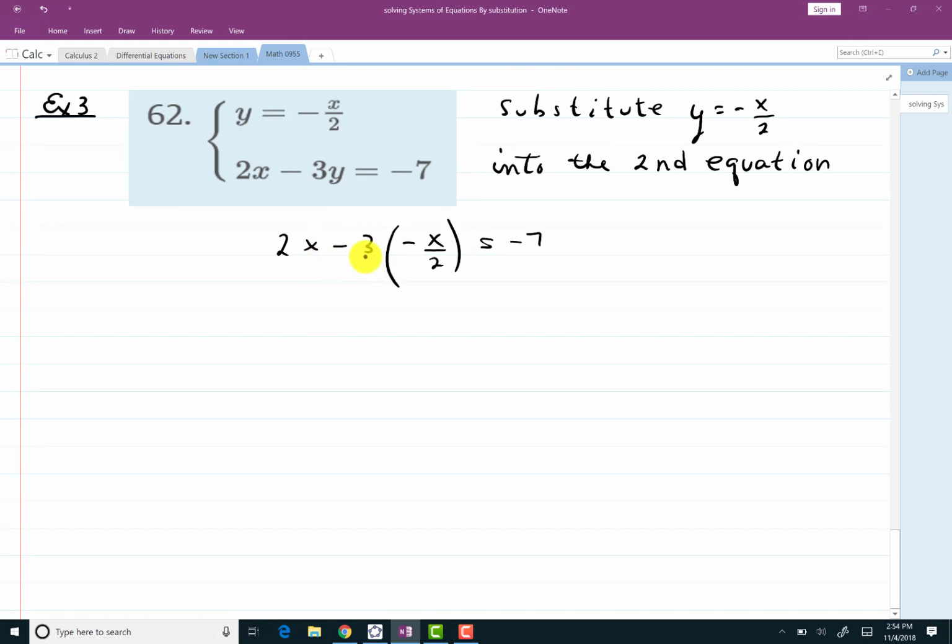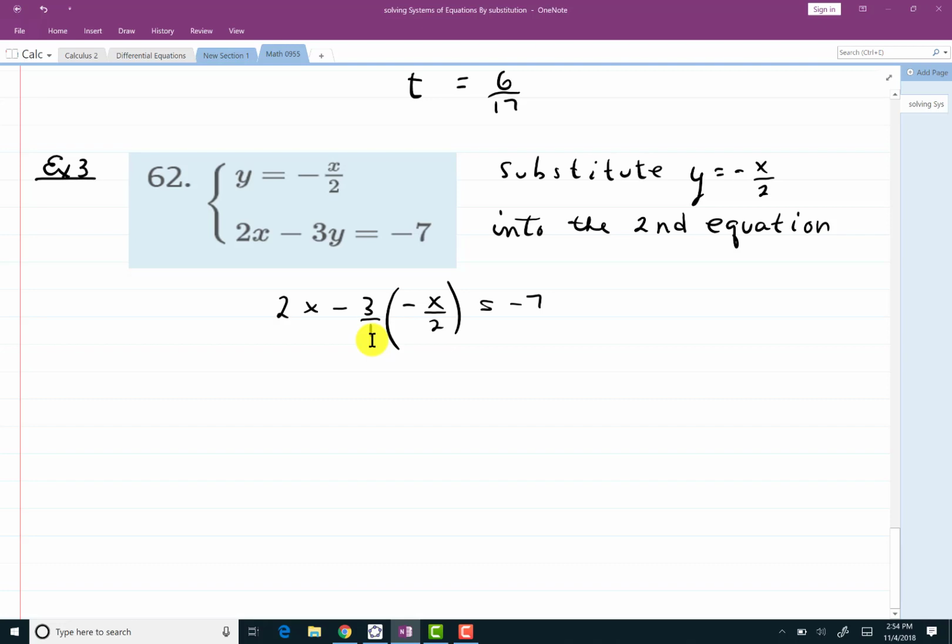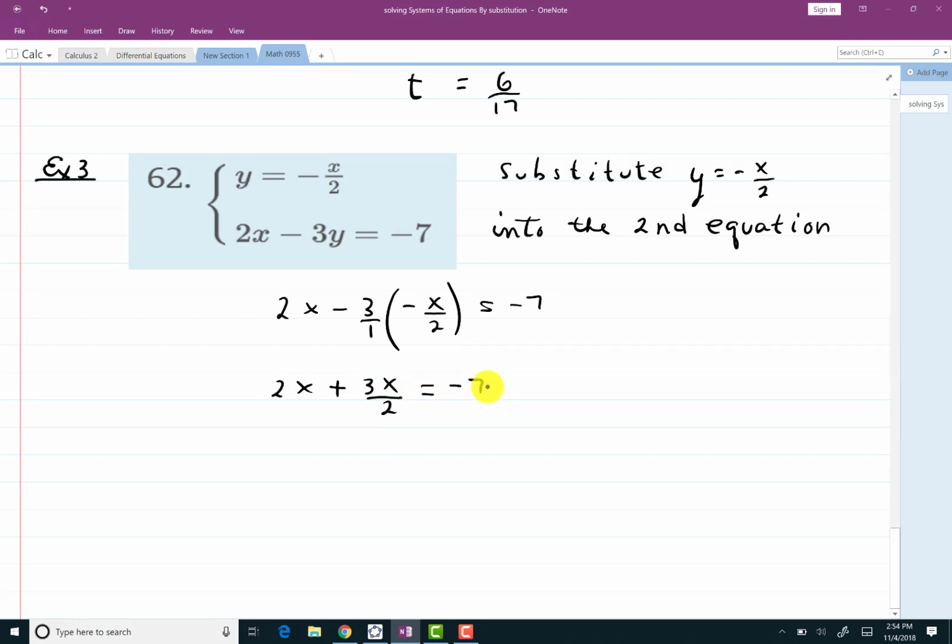Then notice, once again, I'll think of this as 3 over 1. The negatives will cancel here, and I'll get 2x plus 3x over 2, and that will equal negative 7. Now it's at this stage that I'm going to multiply everything by 2 just to eliminate the fraction. And when you do that, make sure you multiply to each and every piece.